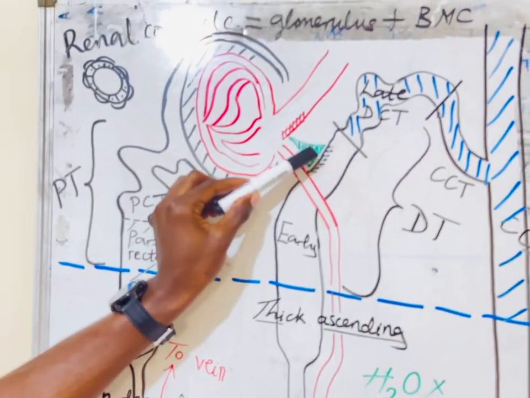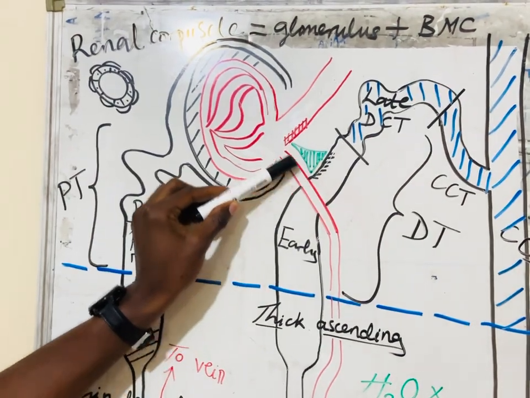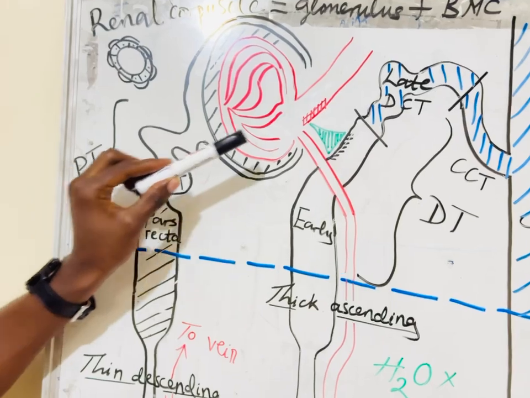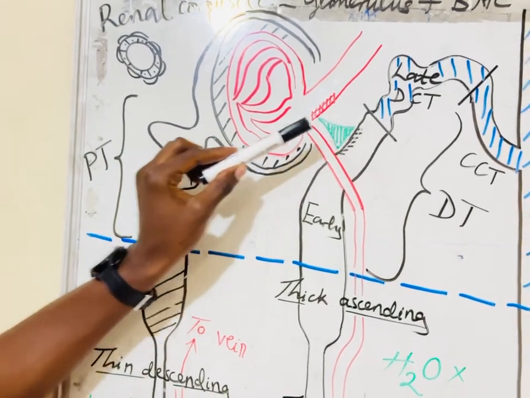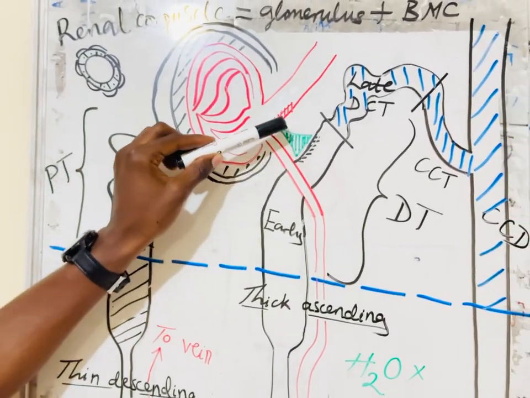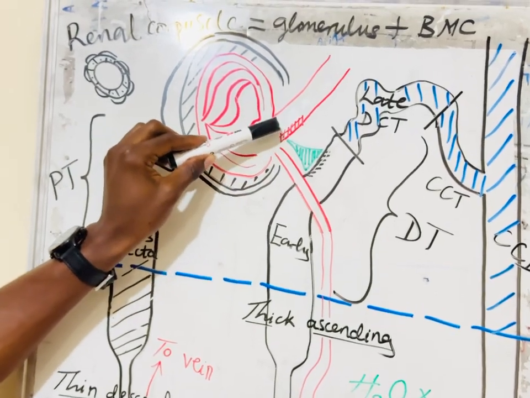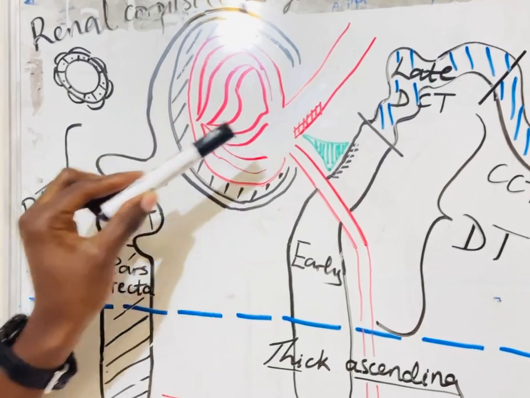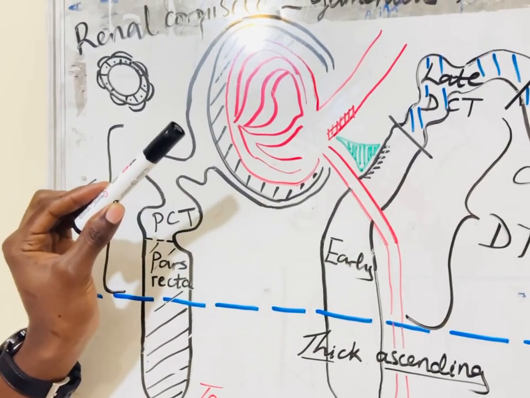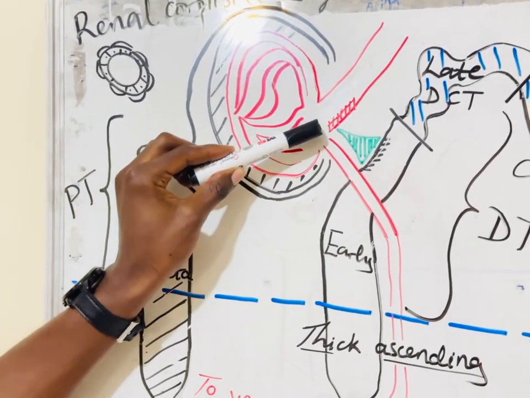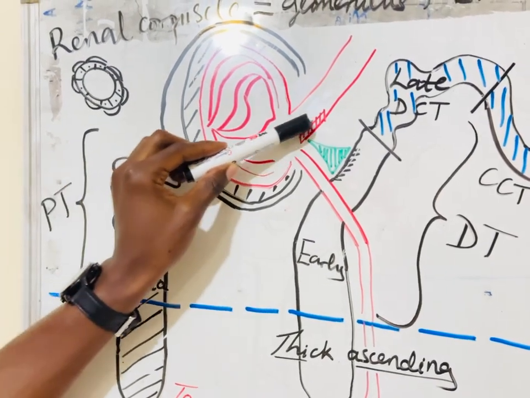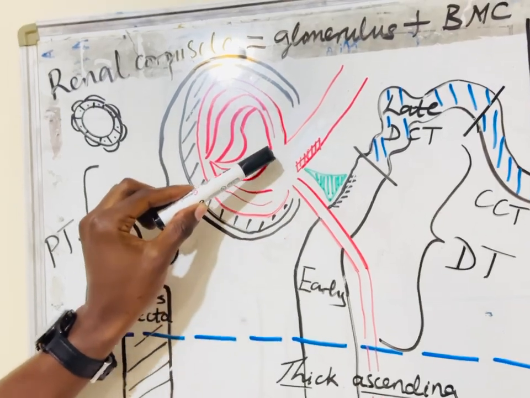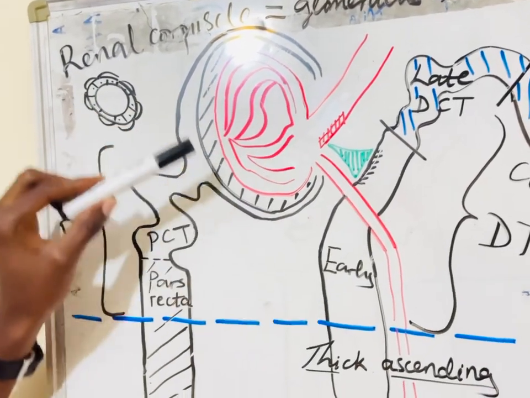And then from the macula densa, this cone-shaped group of cells is what we call the extraglomerular mesangial cells, also called the RAAS cells. And then lastly, within the wall of the afferent arteriole, we have specialized smooth muscle cells, which are called the juxtaglomerular cells or granular cells, just before the afferent arteriole enters the corpuscle to form the glomerulus.